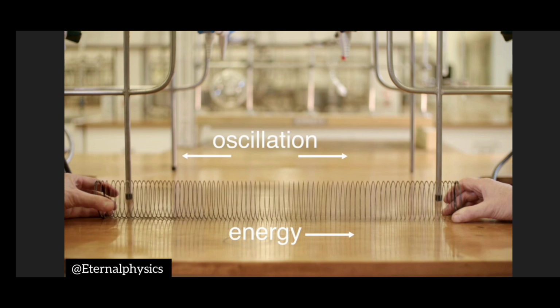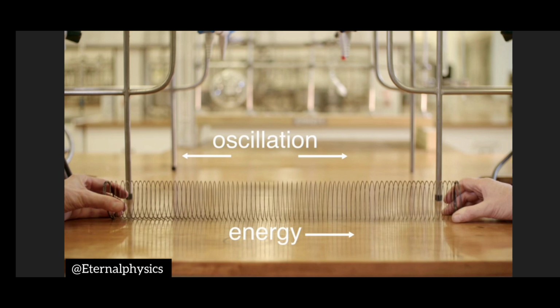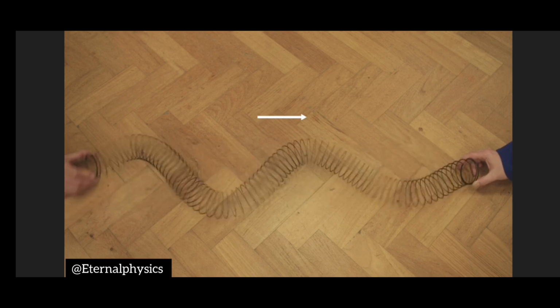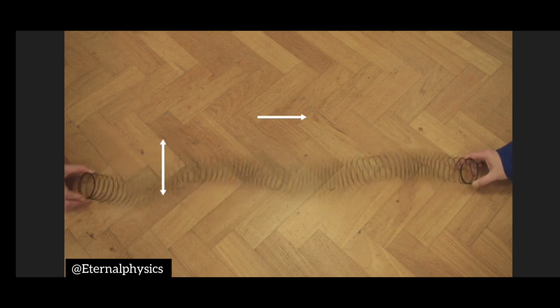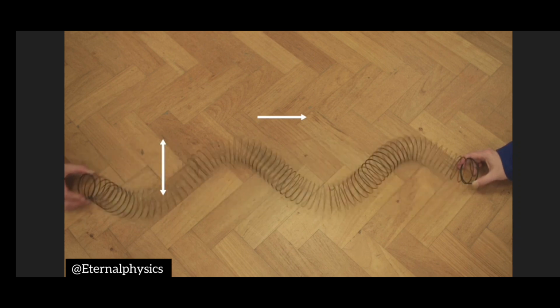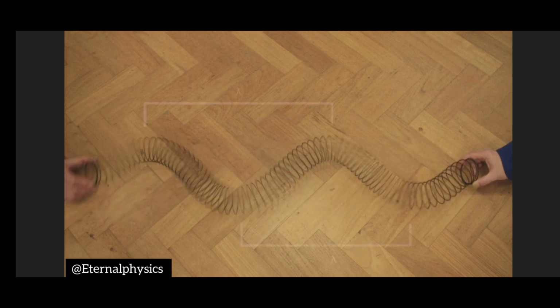When the energy transfer is parallel to the direction of oscillation, this is called a longitudinal wave. In this case, energy is still being transferred from left to right. However, the individual loop in the spring is moving perpendicular to the direction of energy. This is called a transverse wave. The distance between two successive peaks or two successive troughs is called the wavelength.